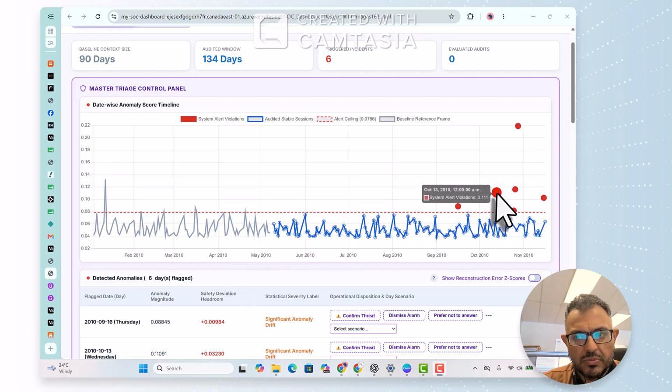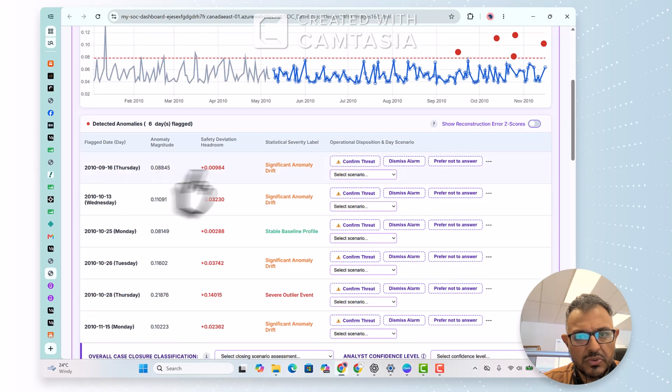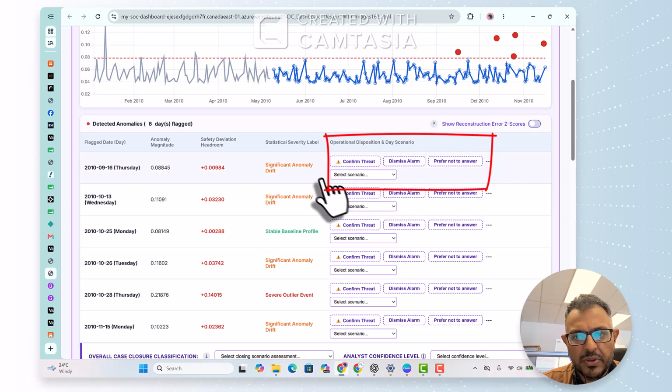So if we look at all these points, each of them corresponds to, like, this one is September 16, each of these corresponds to days over here. And this is something that we have to fill in as the expert, which is we can confirm the threat, we can dismiss the alarm, or we can prefer not to answer in case we are unable to make up our mind. So for each of the days, we have to use these to answer the question.